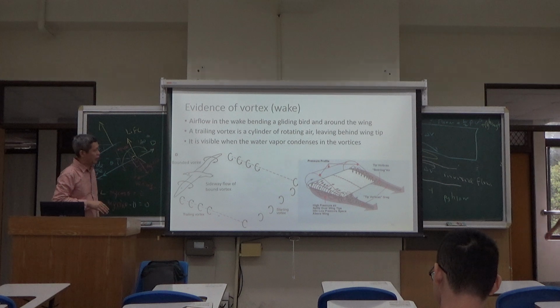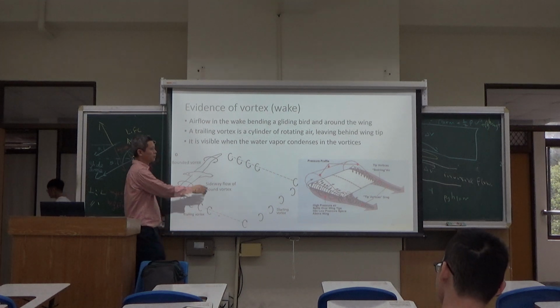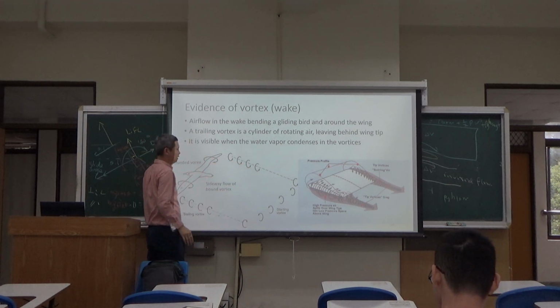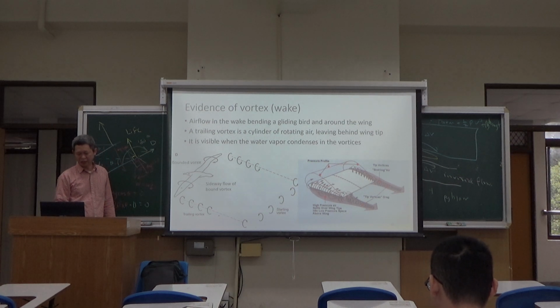In this case, why do you need this long wingspan? You don't want this circulation to leave the wing too soon. If it leaves the wing too soon, then you are wasting the energy. So this is the evidence of the vortex.